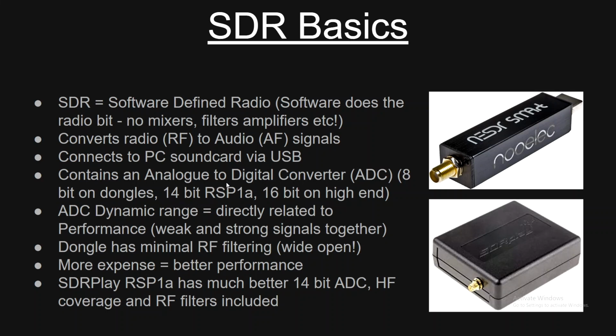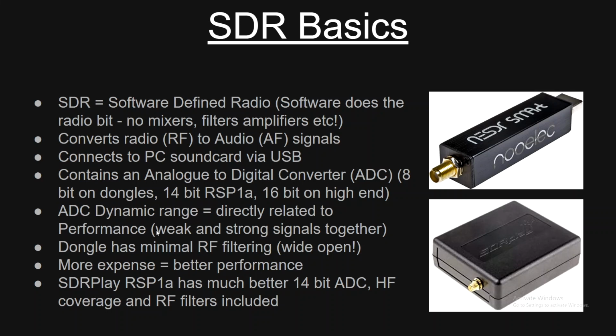So even the RSP1A, which is a 14-bit system, gets knocked down to 8 bits in order to work with the WebSDR.org software. Basically, the ADC dynamic range is directly related to the performance. That means that with a weak and a strong signal together in the passband, the higher the dynamic range, the better that processing is. So you can have strong stations and you don't get too much ghosting and intermodulation. So that's kind of what you're paying for with the higher end dongle or even the RSP1As, etc. It's that dynamic range that's important.